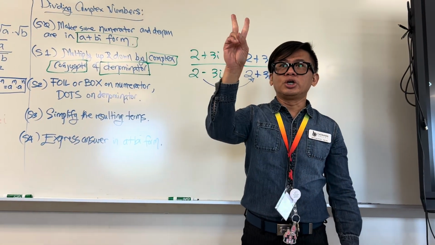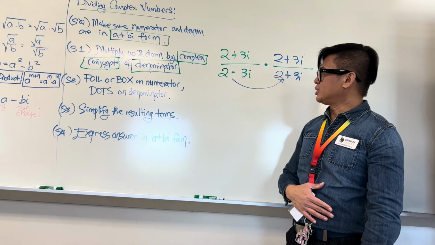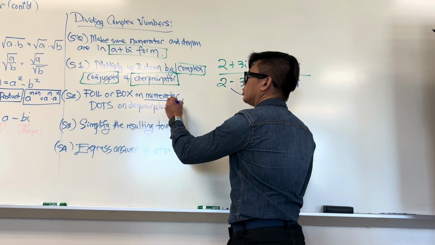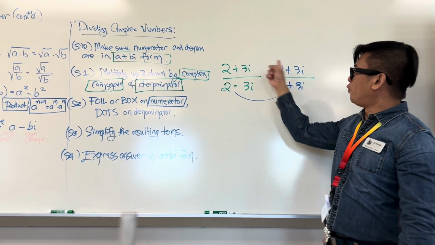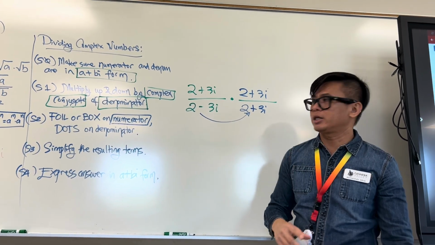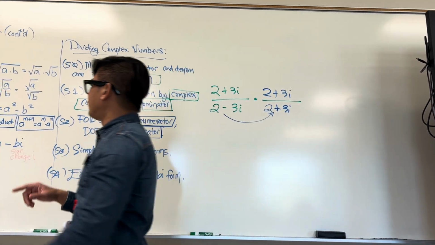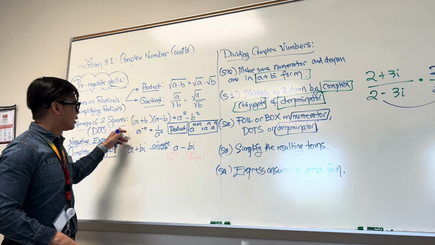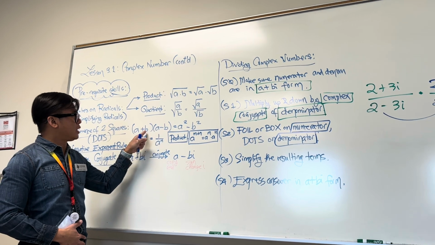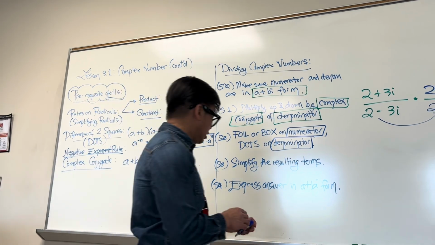Step number 2. What do we do then for step number 2? All right. Olivia, can you see it from there? Foil or box. Thank you. Right. So on the numerator, you can do FOIL or box in there. First, outer, inner, last, or your box method. Below on the denominator, you can use DOTS. All right. Once again, for our DOTS, that's difference of two squares. If you have a plus b and a minus b, you square the a, you square the b, and then subtract them both. Get it? So how do we do this one in here?